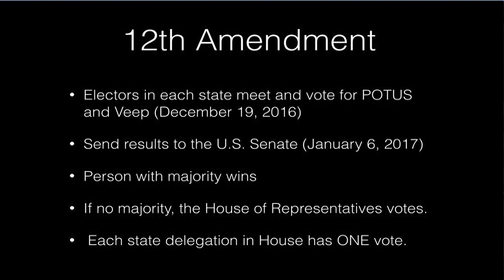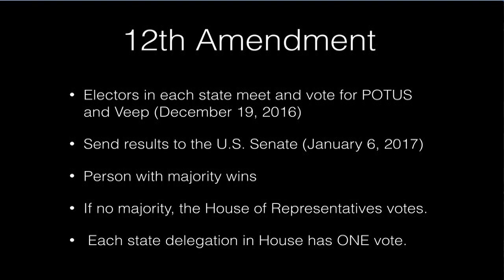The 12th Amendment also comes into play here. It says electors in each state will meet and vote for the President of the United States and Vice President. Now, right now, that's scheduled for December 19th, 2016. If, however, the state of the election had not been decided, say it was still up for litigation, as it was in the year 2000, then that can't happen on December 19th. But that's when it's currently scheduled.